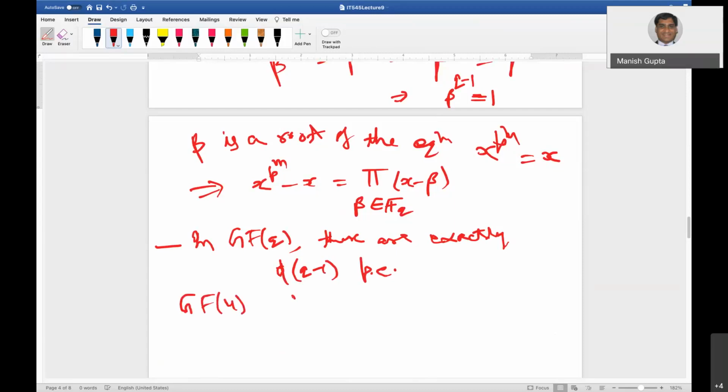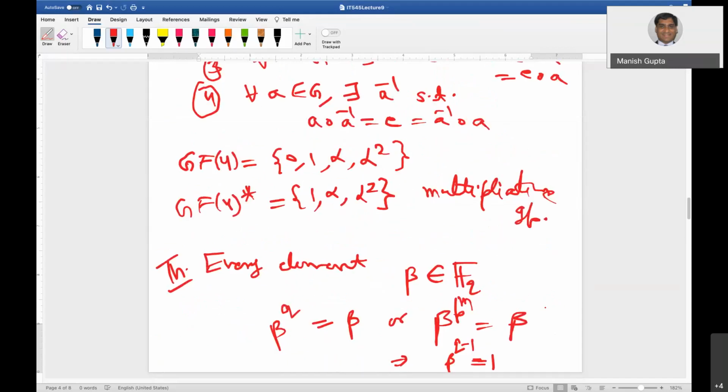q is equal to 4. So the number of primitive elements will be phi of 4 minus 1, which is 3. 4 minus 1 is 3, which is phi of 3. 3 is a prime number, so it is 2. So there are only two primitive elements. Which primitive elements will they be? Alpha and alpha square. These are the primitive elements here. Got it? In GF4, there are two primitive elements, alpha and alpha square. Okay?